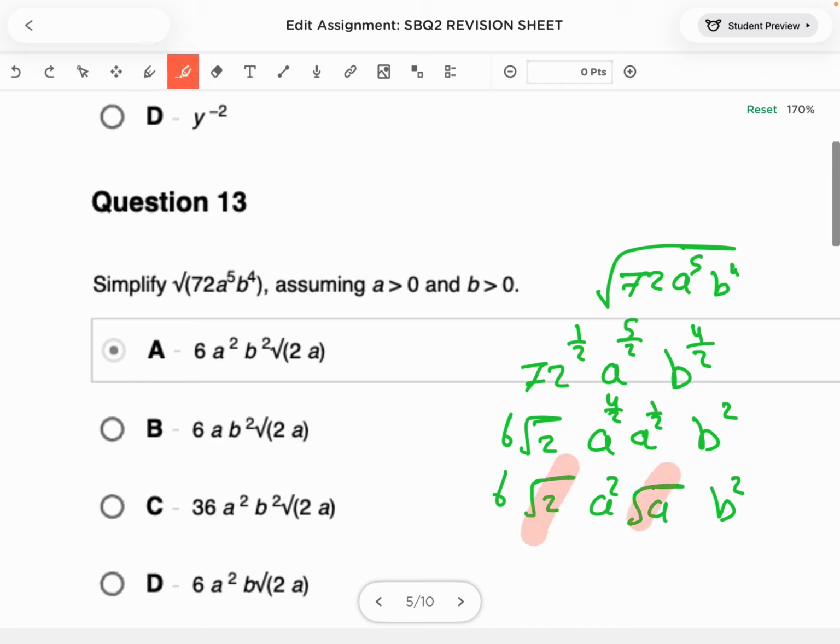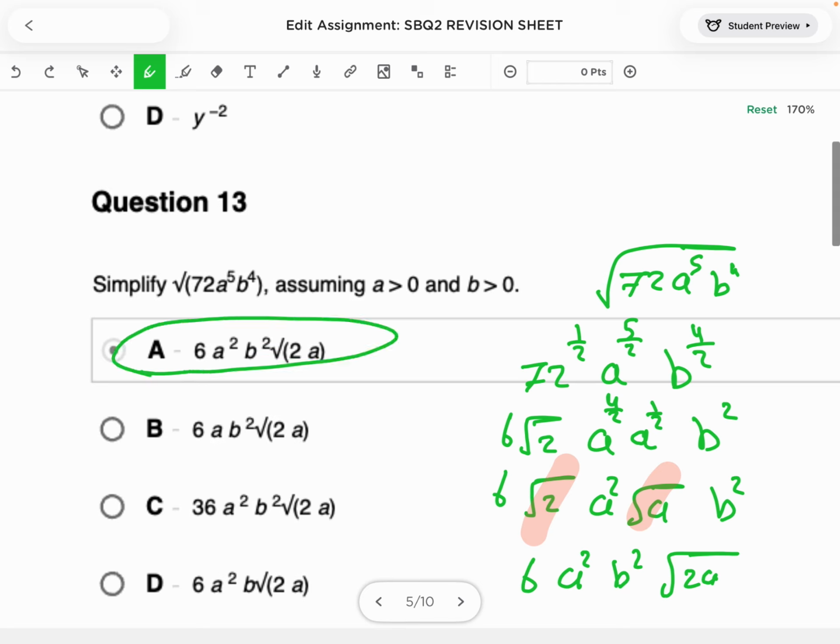I have 2 radicals, so I will put them under 1 radical. 6 a squared b squared square root of 2a, which is the first answer again.